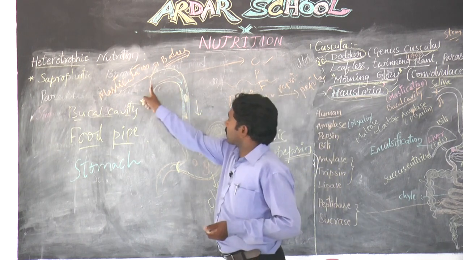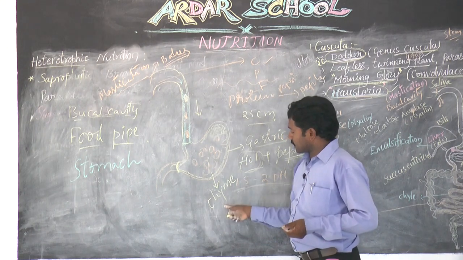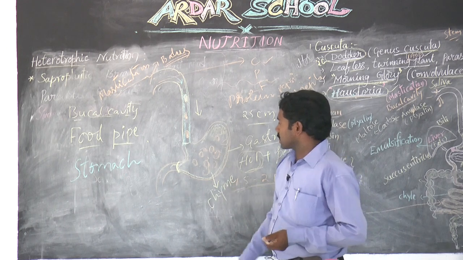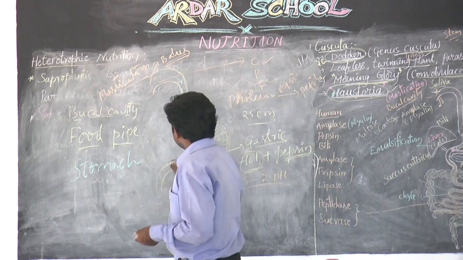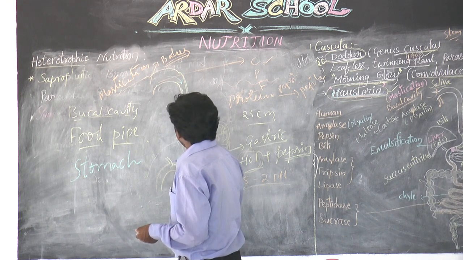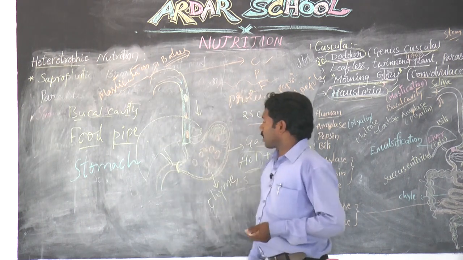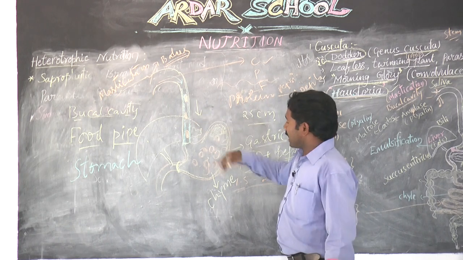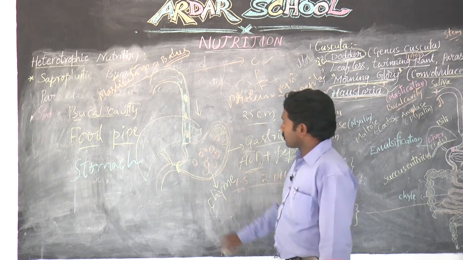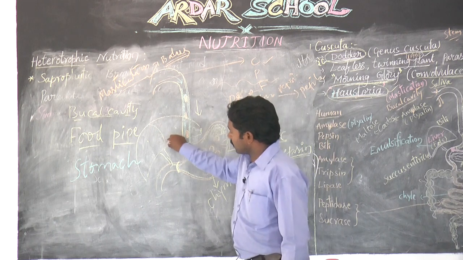Listen, children, in the buccal cavity food is called the bolus. Next, in the stomach, food after digestion is called the chyme. Next, another part, the liver. It is brown in color. It is at the back side of the stomach, behind the stomach. Mainly two lobes are there.